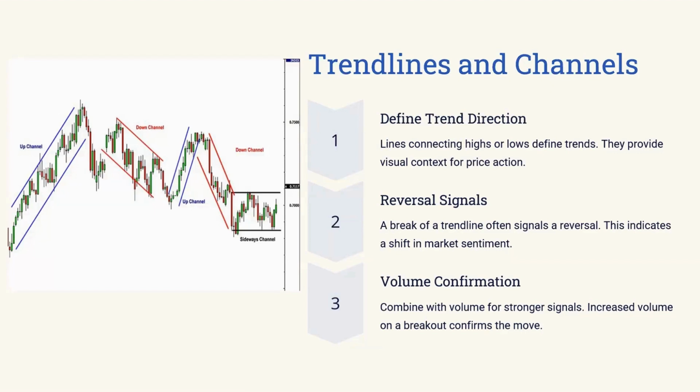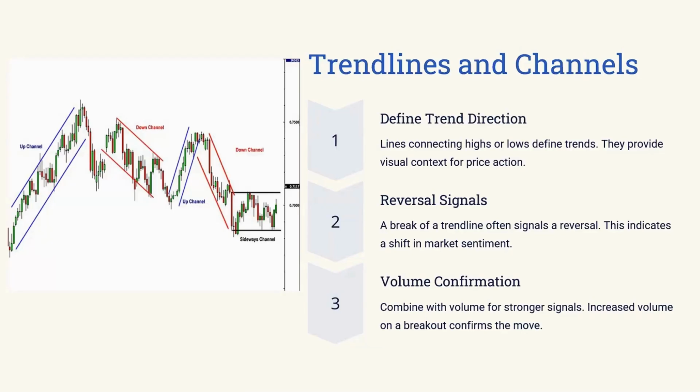Providing visual context for price action, trend lines and channels offer an immediate visual cue about prevailing market sentiment. They help filter out the noise of minor price fluctuations and focus on the forward direction. The steeper the trend line, the stronger the underlying momentum.